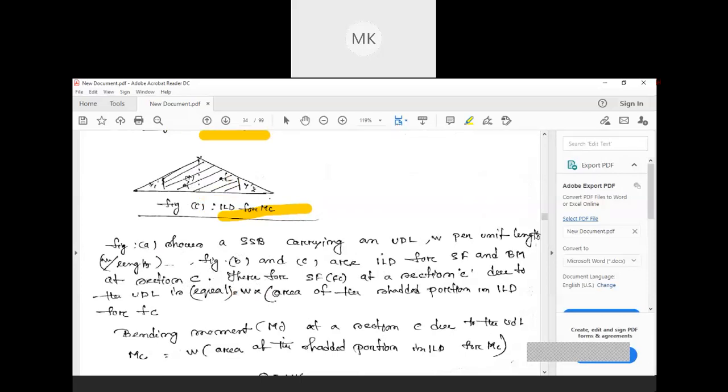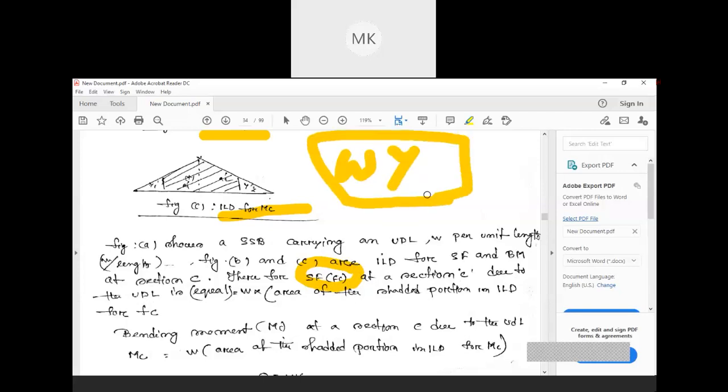So here you will see the difference between the earlier case and this one, in case of point load and in case of UDL. What is the difference? Here you see. Therefore, the SF at the point C, at section C, due to the UDL is given by what? In the earlier case, it is simply given by W into Y, in case of point load.